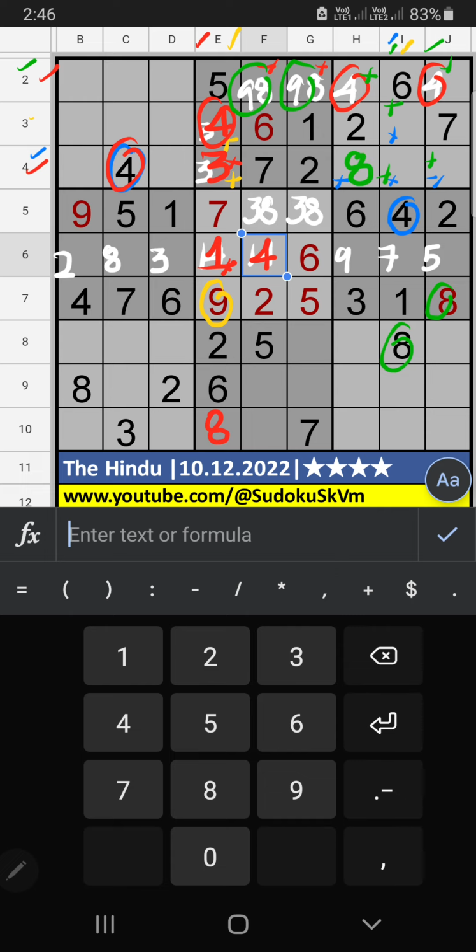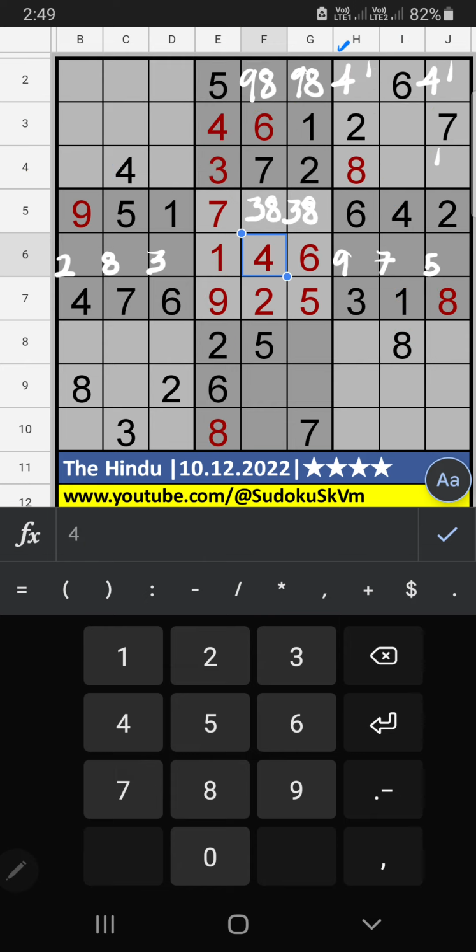Column I, third row, we have 1. So 1 can't come in these cells. It will come in another 3 cells. We will confirm later. Column H, column J, we have 2. So 2 can't come in these cells. 9th row also we have 2. So 2 can't come in this cell. And 2 is confirmed here.